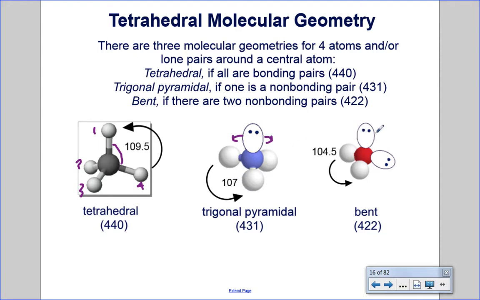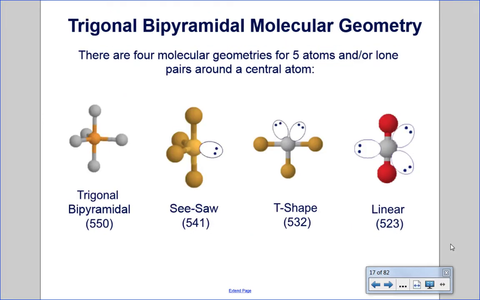Finally, bent 422 has 2 unbonded pairs. Those push even harder on the other bonded pairs of electrons, forcing that angle to 104.5. This is a fairly common angle. You might want to remember that as well, because this is water, and the angle is 104.5, and there may be reason to remember that.